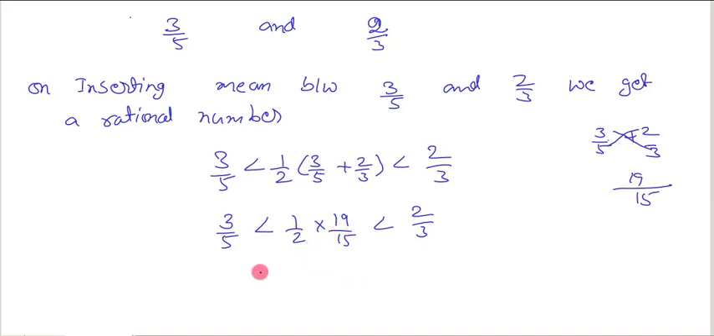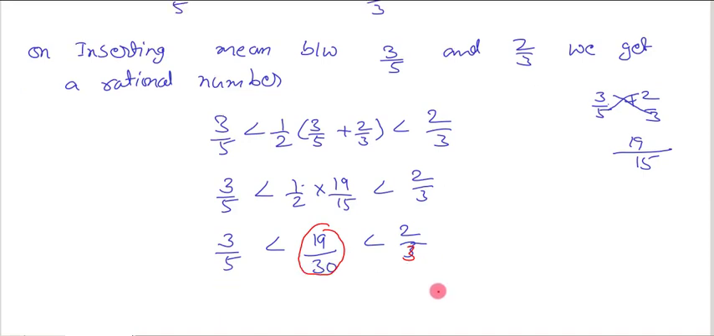Now, on multiplying this, you will get 3 by 5 is less than 1 into 19 by 2 into 15, that is 19 by 30, which is less than 2 by 3. That means we got a rational number which lies between 3 by 5 and 2 by 3. Now, what we need to do? We need to insert 3, but we have got only 1.